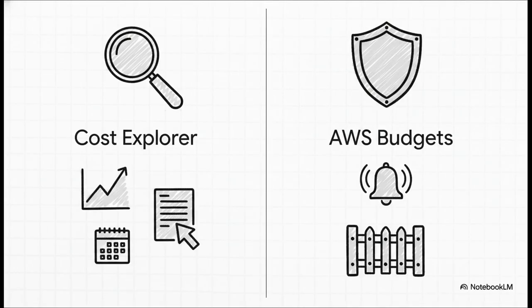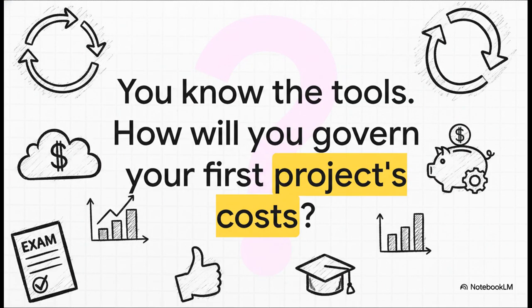Okay, let's boil this all down for the exam. This is the simple trigger and response you need to remember. If the question uses words like analyze, visualize, report on, or investigate historical spend, your brain should immediately scream Cost Explorer. But if you see words like alert, notify, enforce limits, or proactively control costs, that's AWS Budgets every single time.